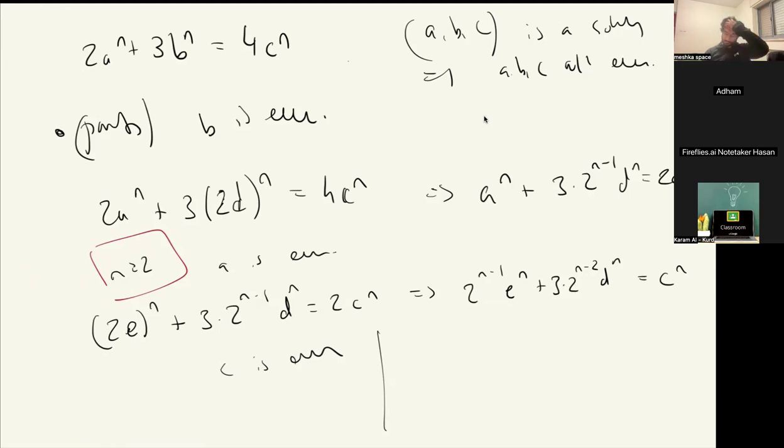But okay, I said this problem is about counting exponents. I didn't really use counting exponents.